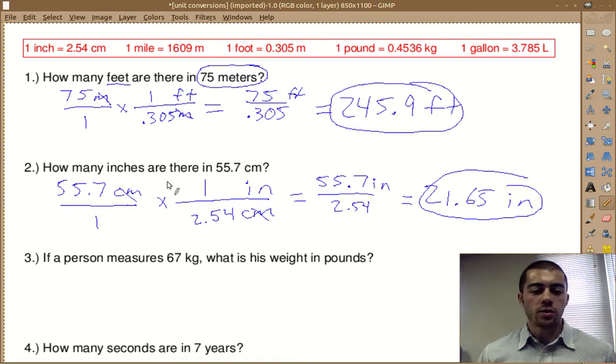So you should be following this a little more closely by now. Again, we want to take the number that we're starting with, 55.7 centimeters, and multiply by some conversion factor that's going to eliminate the unit that we're looking to get rid of and give us the unit that we want to be working with. So we're going from centimeters to inches here. We had a direct conversion, 2.54 centimeters to an inch, and we end up with 21.65 inches.